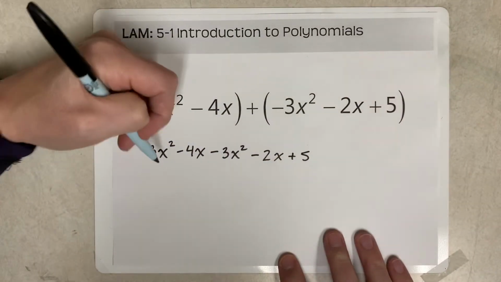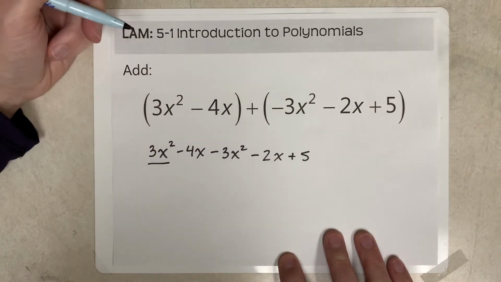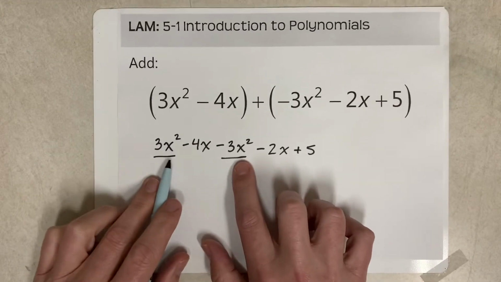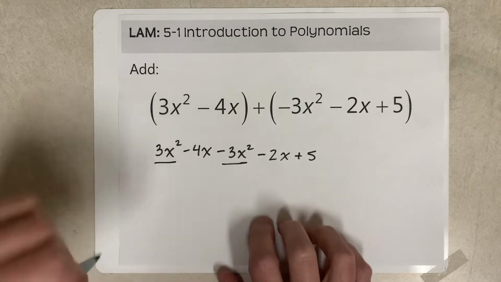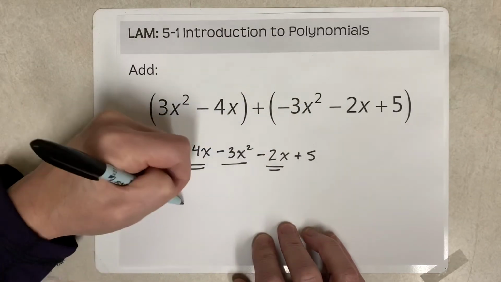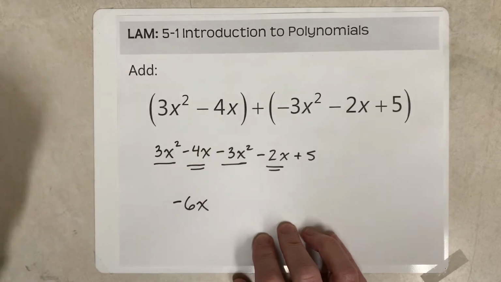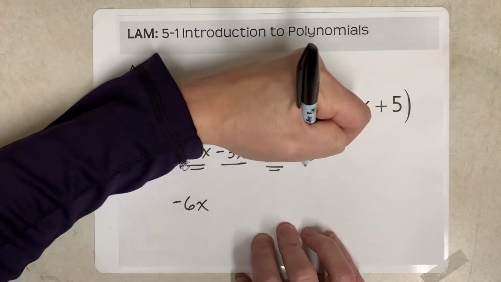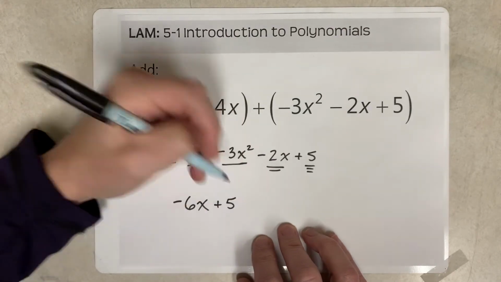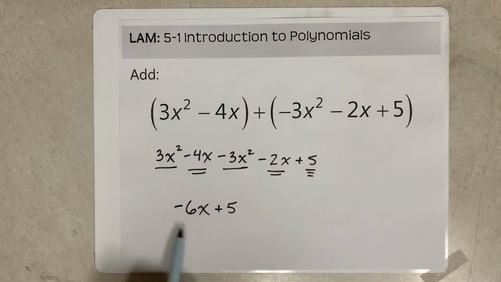All right, let's combine some like terms. So here we have a 3x squared and a negative 3x squared. Again, those two guys are going to cancel. They're gone because they're opposites. I got a negative 4x and a negative 2x for a total of negative 6x. Now there's only one constant, and that's the 5 right there. So that plus 5 is going to just come down, and then negative 6x plus 5 is my final answer.